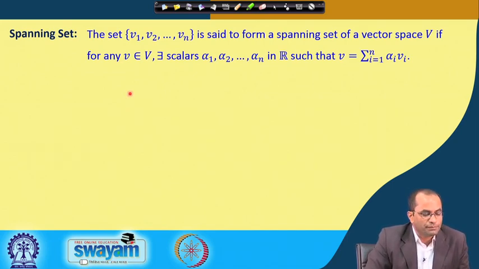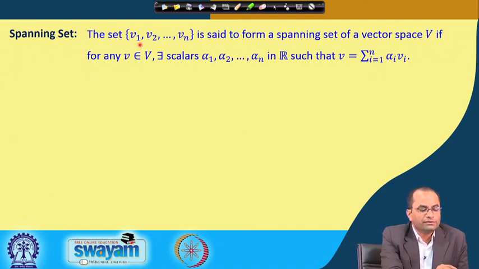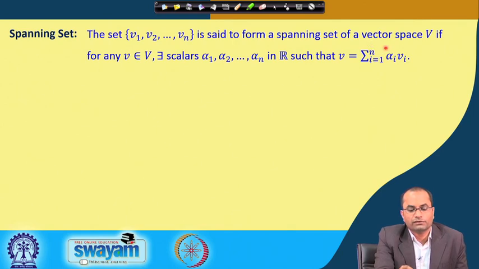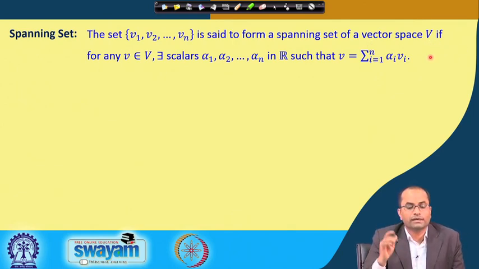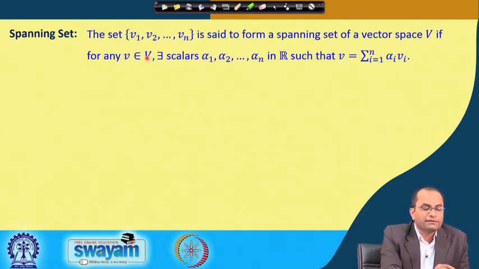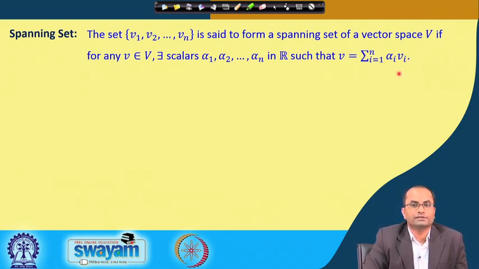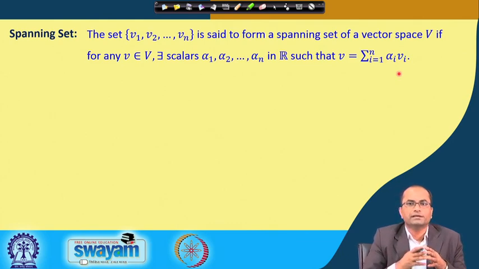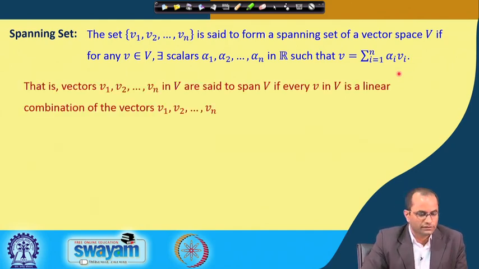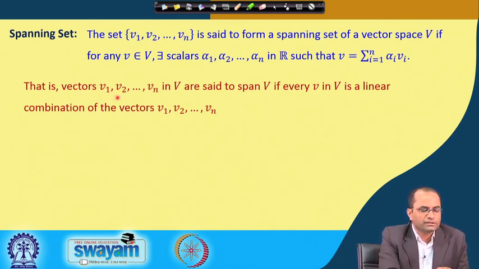And there is another concept, called a spanning set. So what is a spanning set? The set v1, v2, v3, ..., vn is said to form a spanning set of vector space V if, for any v, if we take any element from that vector space V, there exist scalars alpha 1, alpha 2, ..., alpha n such that v is equal to this linear combination of these v's. So basically, we call this a spanning set of a vector space V if any element of this vector space we can write down as a linear combination of this given set, or in other words, the vectors v1, v2, ..., vn in V are said to span V if every v in V is a linear combination of the vectors v1, v2, v3, ..., vn.